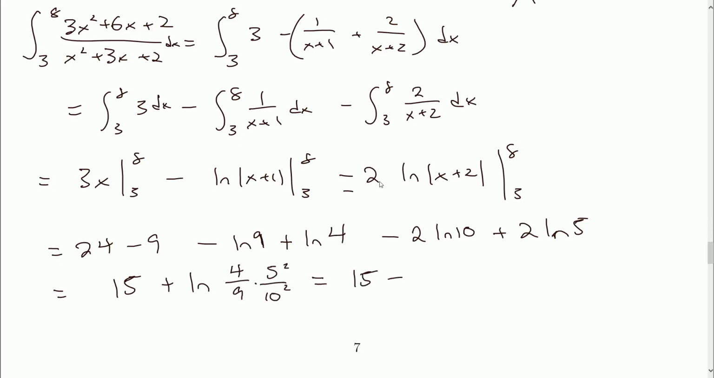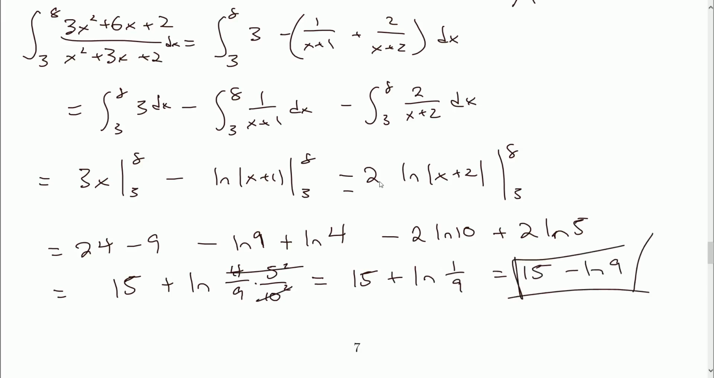I'm not going to review properties of logarithms. That's something you should know from Calc 1. So we've got 25 times 4 is 100, 100, 100 here. So plus ln of 1 over 9, because the 10 squared is 100, and that cancels, so it's going to be ln of 1 over 9. Or you can just say 15 minus ln 9. I think that's probably the cleanest answer.